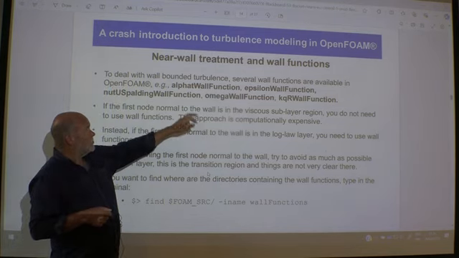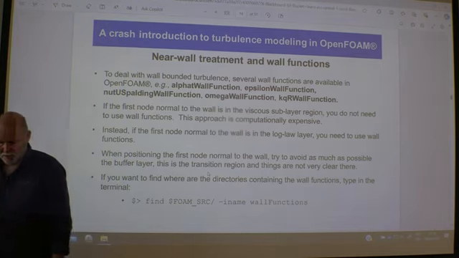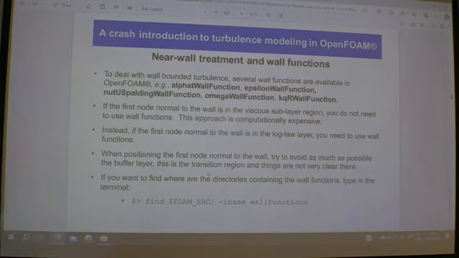The boundary conditions at the wall. We have a whole bunch of different functions there for the different quantities. And of course, this is not something that we are going to look into in detail. We have a nice list here later on that you may use.